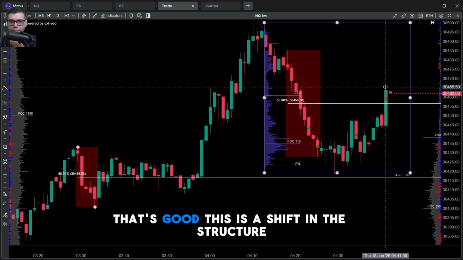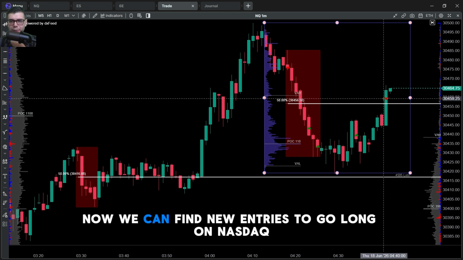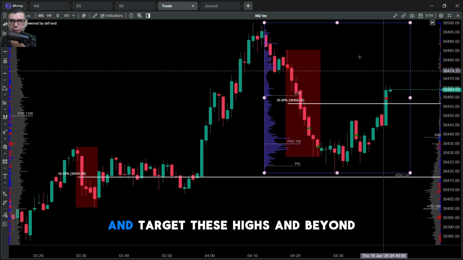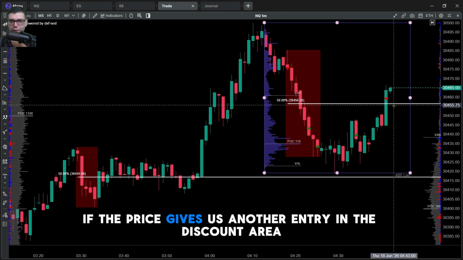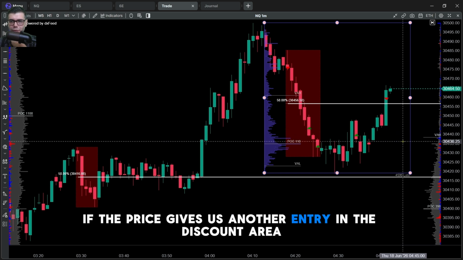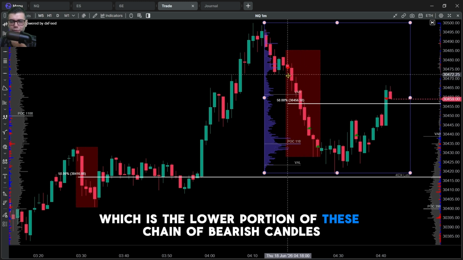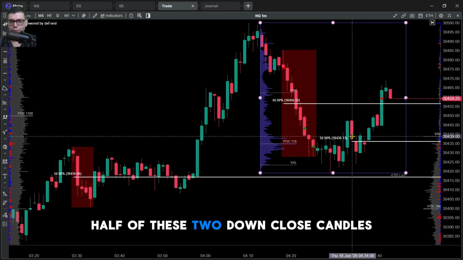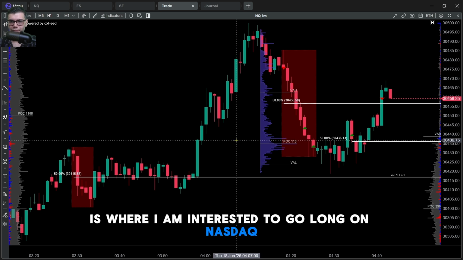That's good. This is a shift in the structure. Now we can find new entries to go long on NASDAQ and target these highs and beyond. If the price gives us another entry in the discount area, which is the lower portion of this chain of bearish candles, half of these two down close candles is where I am interested to go long on NASDAQ.